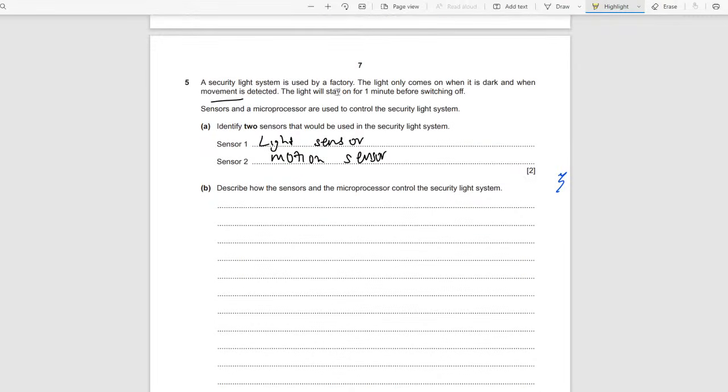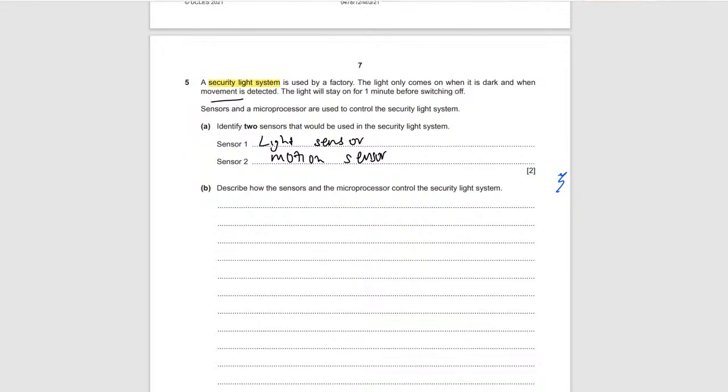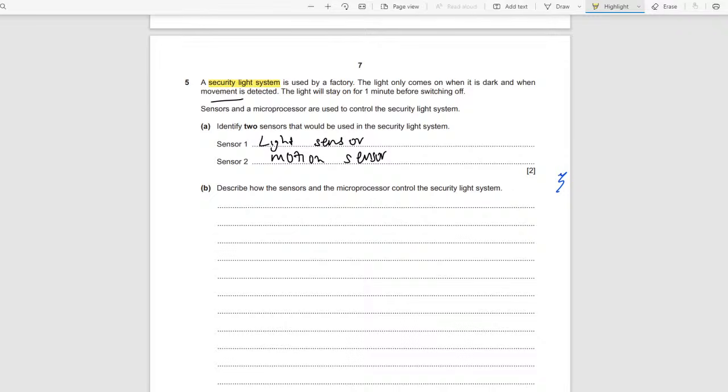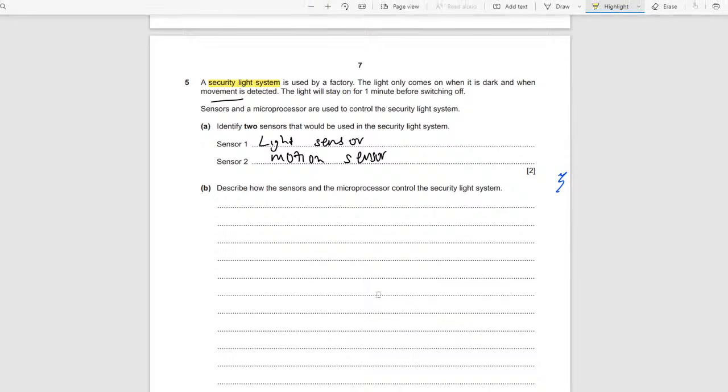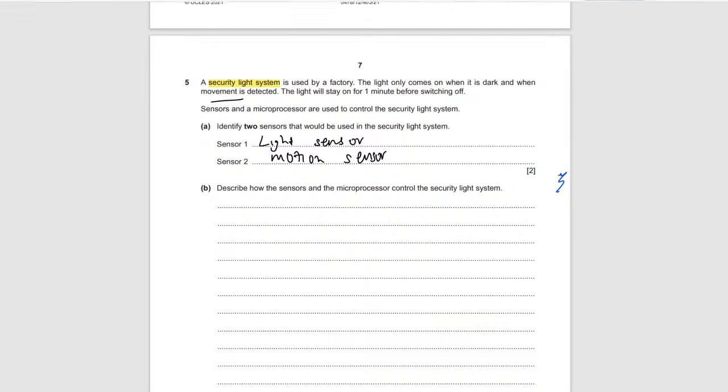A security light system is used by a factory. So the first keyword, it's a security light system, so you cannot talk about, for example, temperature sensors or pressure sensors. You basically have to talk about something related to light sensors.